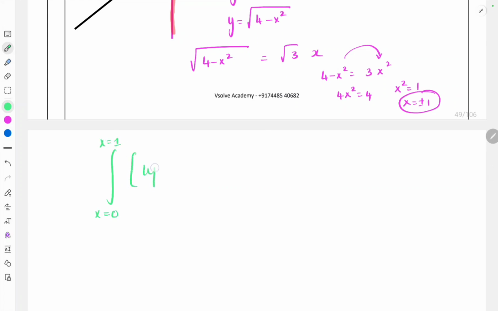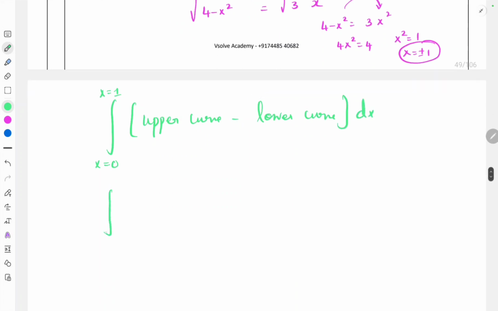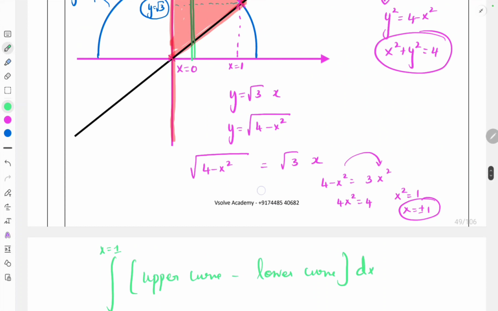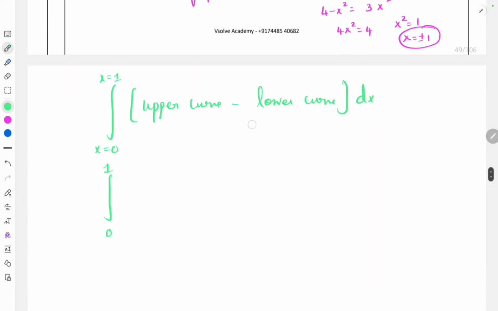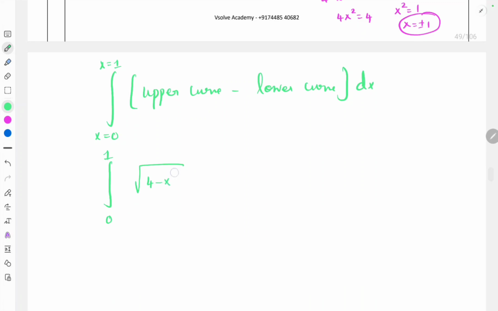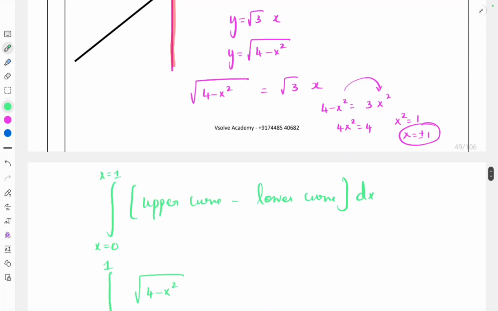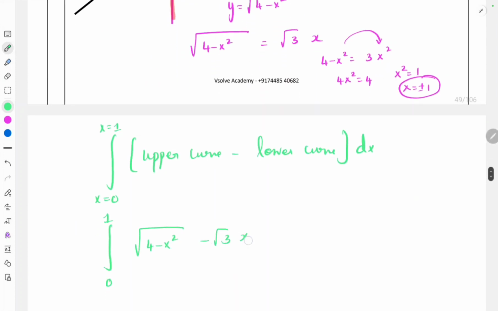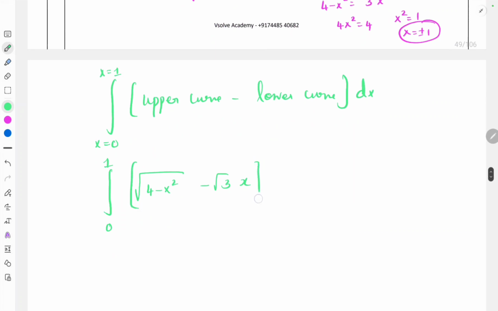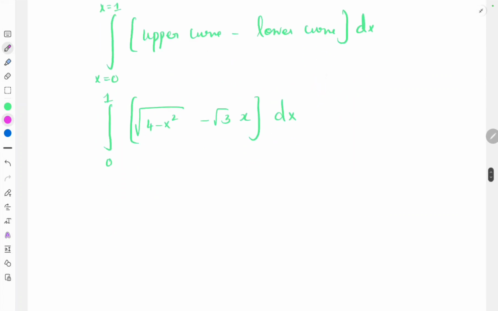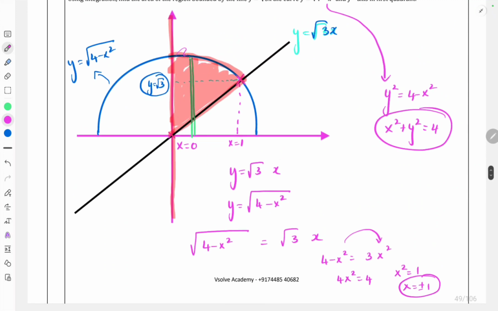So we know this, we have to write upper curve minus lower curve dx. So which means integration from x equal to 0 to 1, and the upper curve equation y is what? Root of 4 minus x square, and here the lower curve is y equal to root 3x, so minus root 3x. So this will be the upper curve minus lower curve, dx. See here the strip is not changing, so from here till this point, it is touching only the circle equation.